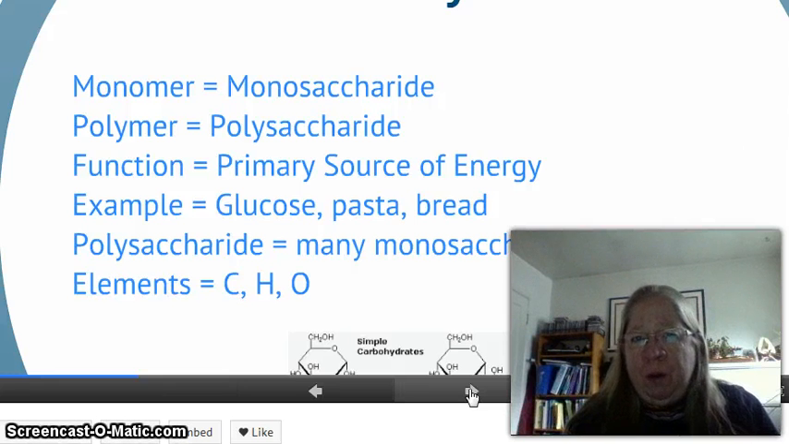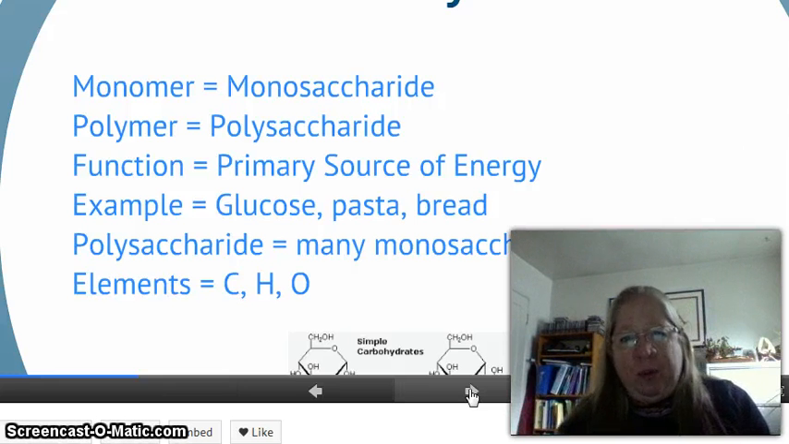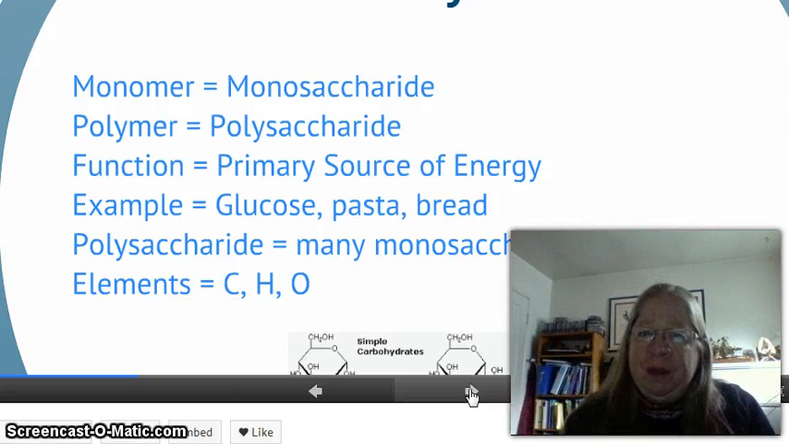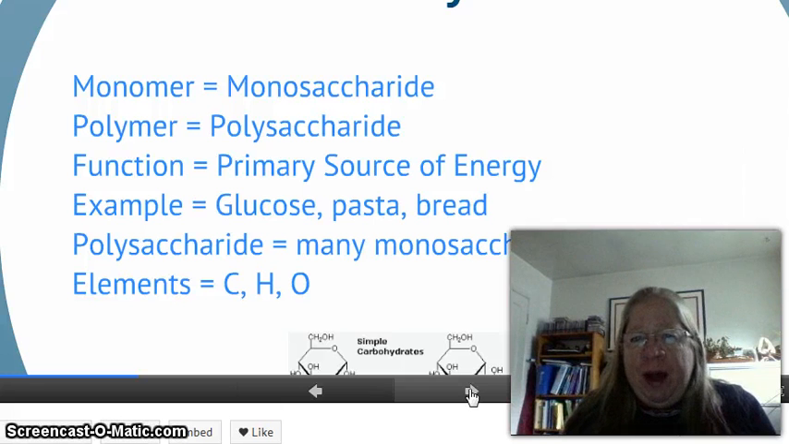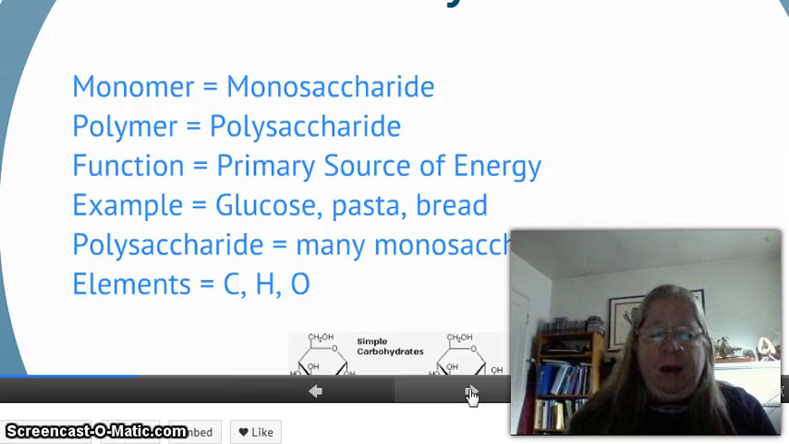One function of a carbohydrate is that it is a primary source of energy. So if you're an athlete, before an event, you'd want to eat pasta or cereal, something that's going to give you quick energy. Polysaccharide is many monosaccharides together. Remember, these are terms to know. And the elemental composition, carbohydrates are made up of carbon, hydrogen, and oxygen.